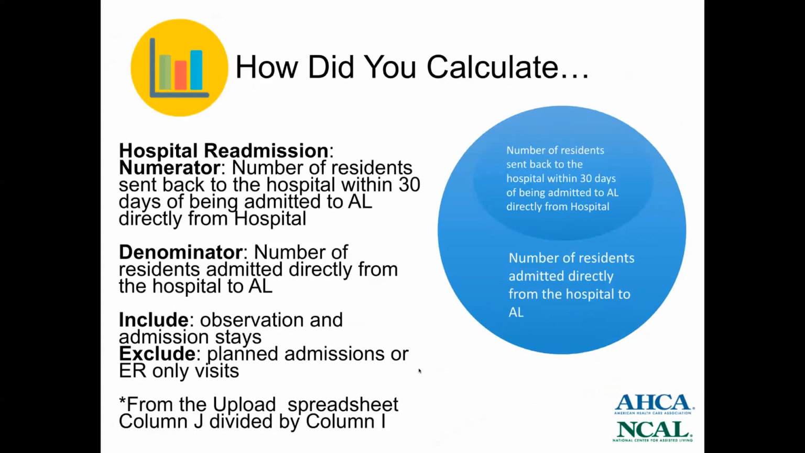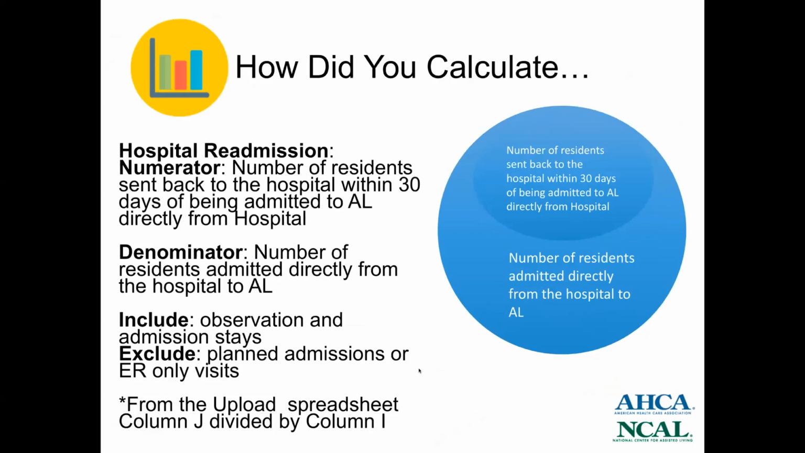For hospital readmissions, the numerator is the number of residents sent back to the hospital within 30 days of being admitted to an assisted living directly from the hospital. And the denominator is the number of residents admitted directly from the hospital to AL. So the numerator is a subgroup from the denominator, really important. So anyone not included in that denominator is not going to be included in the numerator. Something else I want to point out is really important. Observation and admissions days are included. Excluded are planned admissions or ER-only visits.